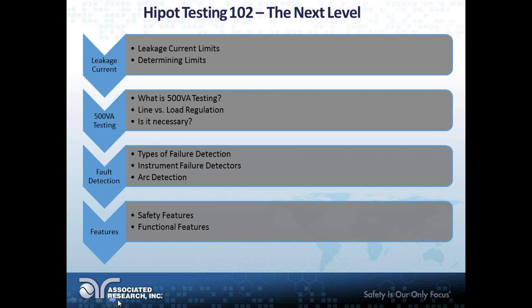testing or prototype testing, something that you would do in a lab on a prototype or a first run of products. And that's as opposed to production line where it's getting done on every single product that comes down the line. So what is 500 VA testing?